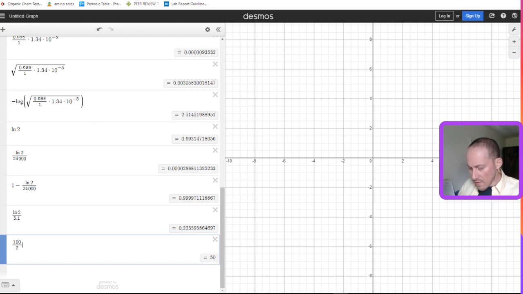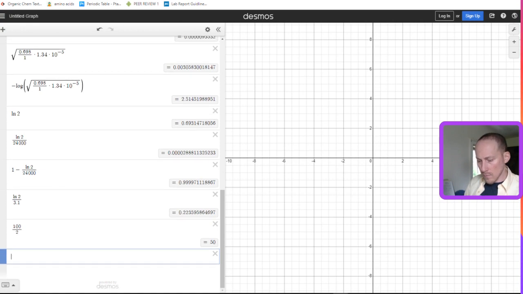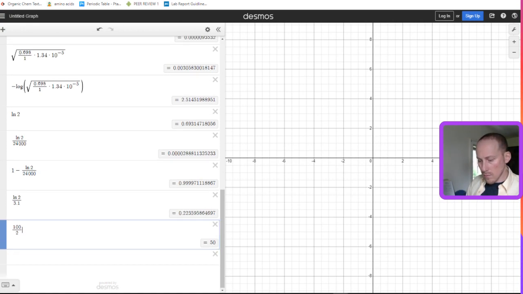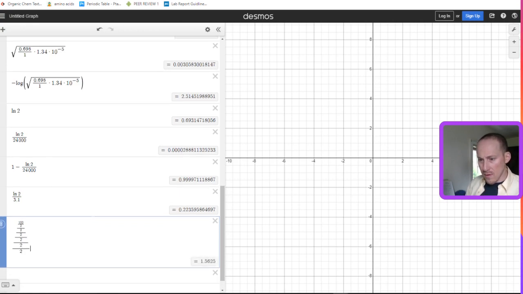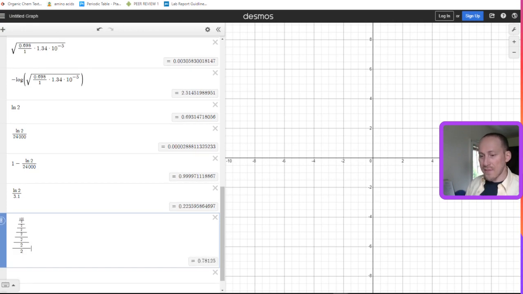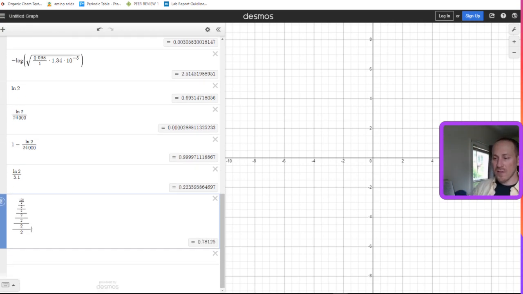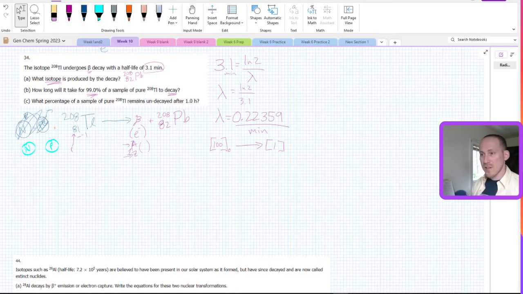So 1 half-life. Two half-lives, we get to 25. 3 half-lives, 4 half-lives, 5 half-lives, 6 half-lives. After somewhere between 6 and 7 half-lives, we got less than 1 left. So we can say based on that, it's somewhere between 6 and 7 half-lives.